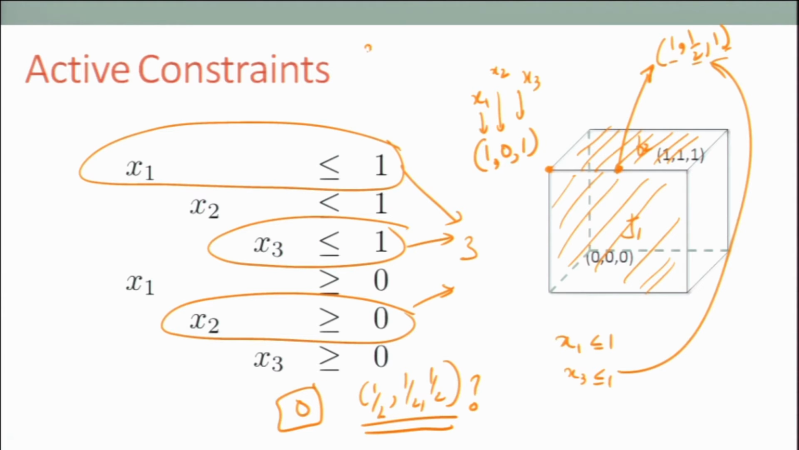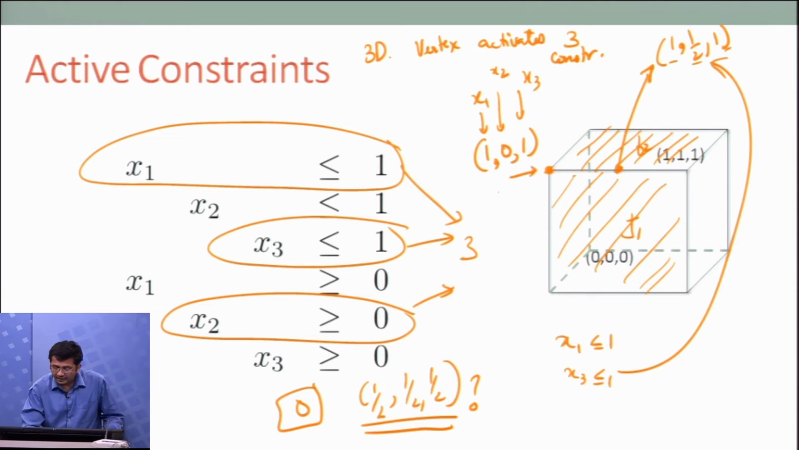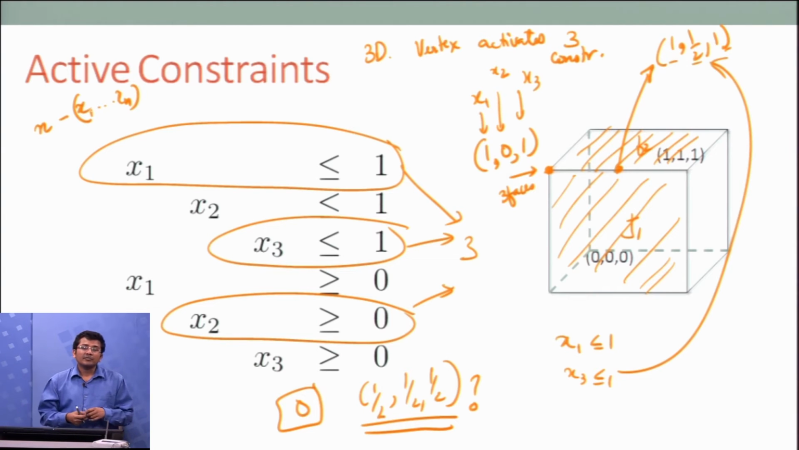So in 3 dimensions, a vertex activates 3 constraints, and not just that, the vertex is uniquely defined as the unique intersection of the 3 faces that are defined by the constraints. If you look at this vertex, there are 3 faces that meet here and uniquely define 1, 0, 1 as a vertex. So it activates 3 constraints which intersect at a point, and the point makes it a vertex. All right. So a working definition of an n-dimensional vertex: if you take an n-dimensional polyhedron over x1 through xn, n variables, then we expect n constraints to be activated by a vertex. Is that enough? All right.